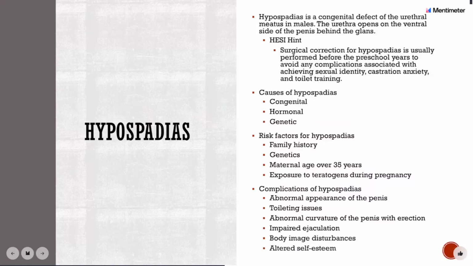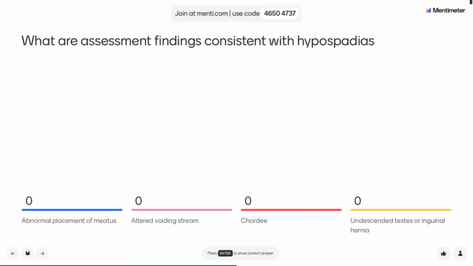Exposure to teratogens during pregnancy, advanced maternal age, genetics, and family history can all cause hypospadias. Complications are going to be that abnormal appearance, difficulty voiding. We can also have that abnormal curvature called a chordee, altered self-esteem and body image for adolescents if it's not corrected. So what assessment findings would we expect to see with hypospadias?